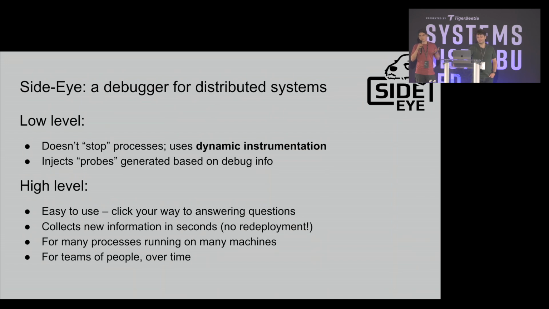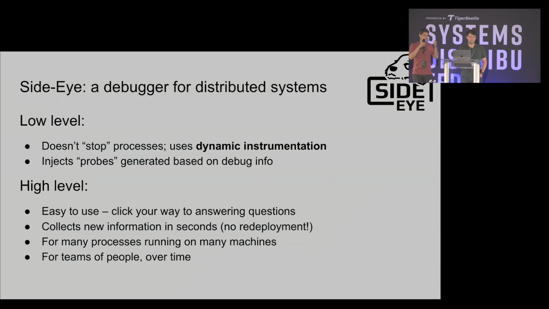And so how is it different? Well, at the low level technology is very different, right? We extract data from running processes in a much safer and much quicker way than the kind of technology that traditional debuggers use, right? We compile probes based on the debug information, and we use dynamic instrumentation to inject these probes into your running processes, right? And that's at the low level, but at the high level, Side-Eye looks very different from something like GDB, right?